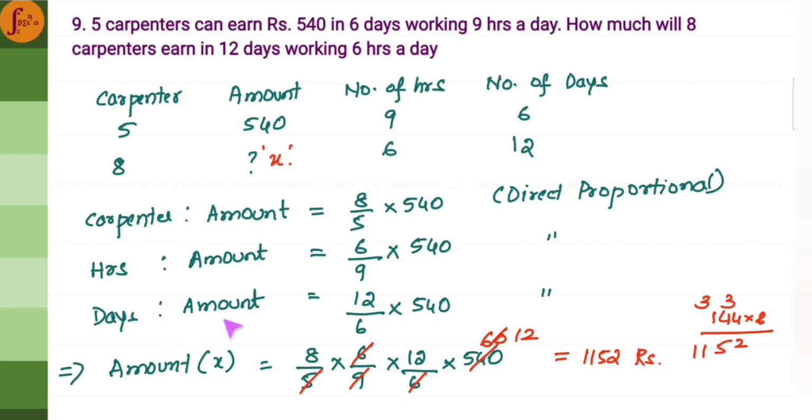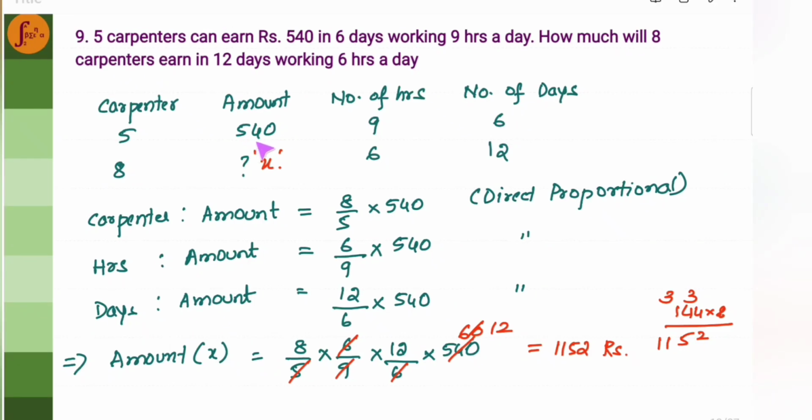Similarly, days with respect to amount. 6 days, you earn 540. 12 days, obviously it's going to be more. Increase the number of days, amount is going to increase. So it's directly proportional. So 12 by 6 into 540. Now, the amount X is equal to, we'll multiply each of these, right? Multiply each of these with 540 and you're going to get 1152 rupees.